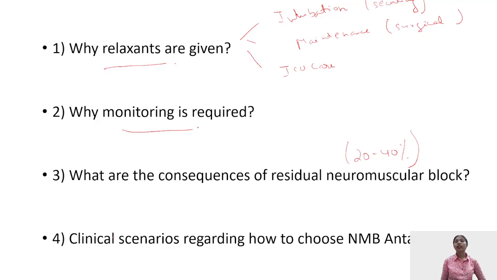Last, the clinical scenarios which are given on how you are actually going to choose which neuromuscular blocking agent you are going to give to the patient. In such scenarios, there are three questions which are generally asked.